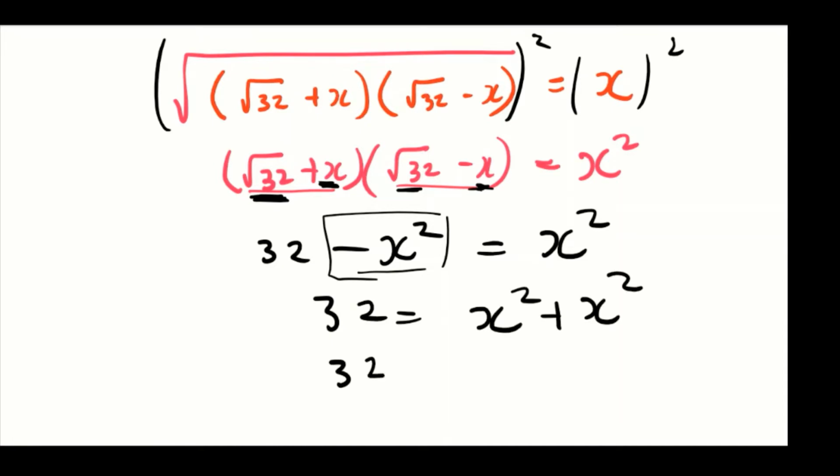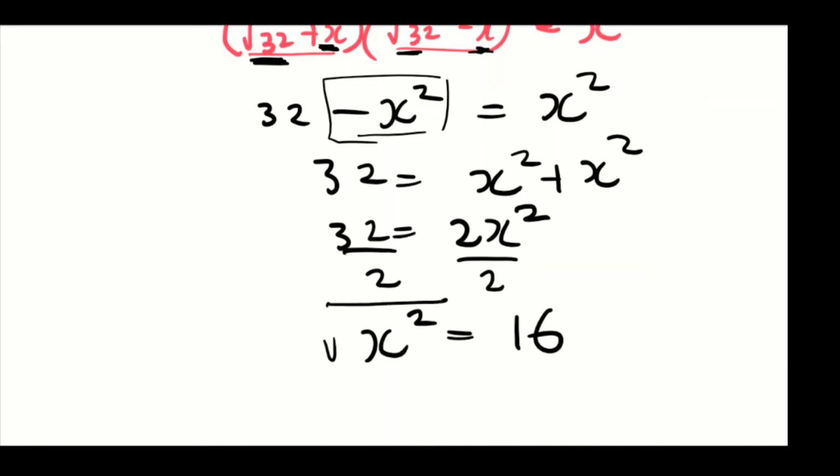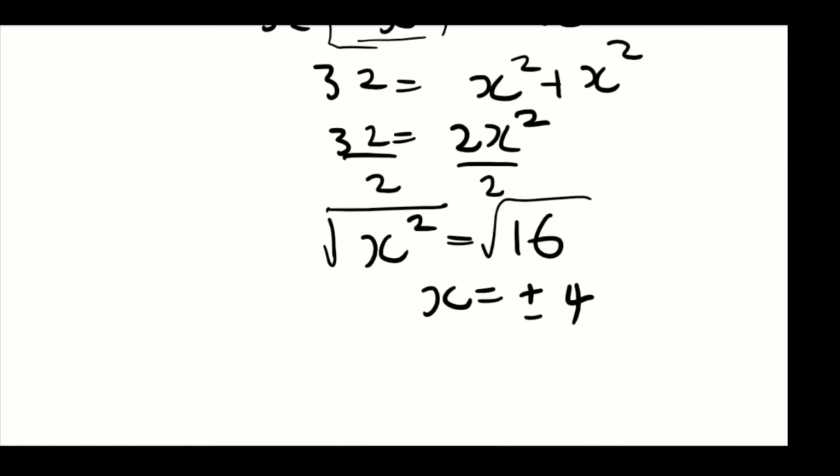So we have 32 equals to 2x squared, right? And then we divide by 2 both sides. We have x squared is equals to 16, and then taking the square roots of both sides, we have x being equals to plus or minus 4, right? And then our final solution would be equals to 4. So that is the solution for this problem here.